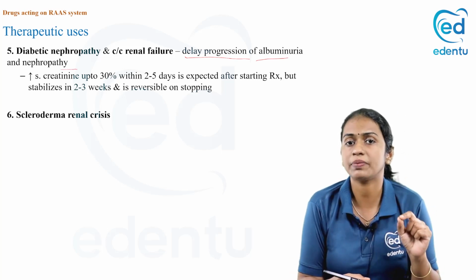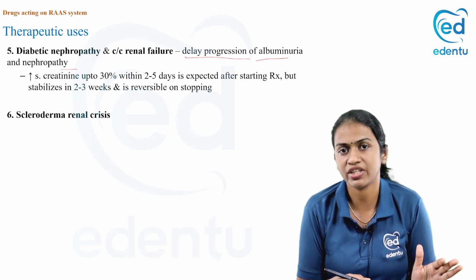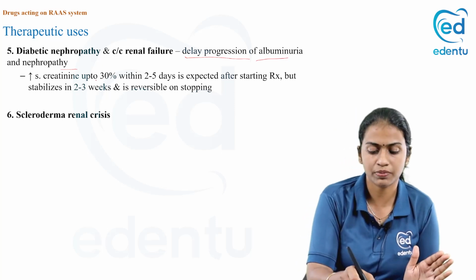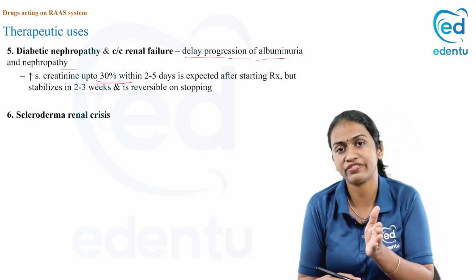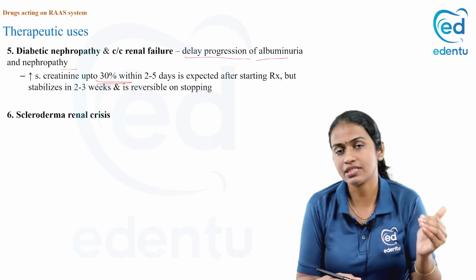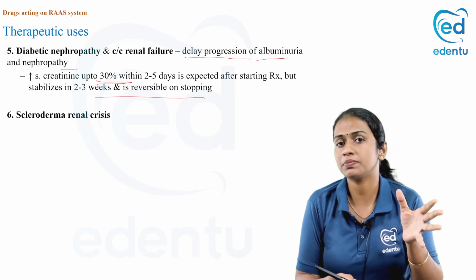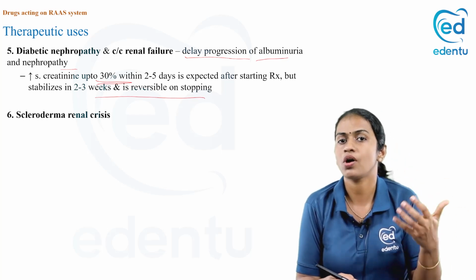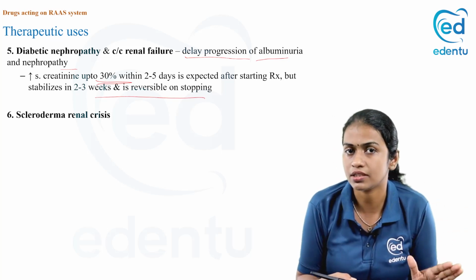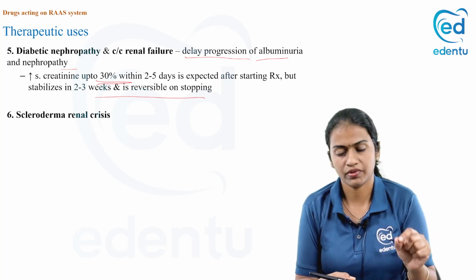So initially when you start a patient on ACE inhibitors, prior to that you should check the RFT, renal function test, because the serum creatinine can increase up to 30% within the first 2 to 5 days, okay, after starting the treatment, but it stabilizes in 2 to 3 weeks and then it comes down and it is reversible on stopping. If it is more than a 30% increase, then we have to reduce the dose or we may have to think about stopping ACE inhibitors. Up to 30% it is considered okay. And another use is scleroderma renal crisis.